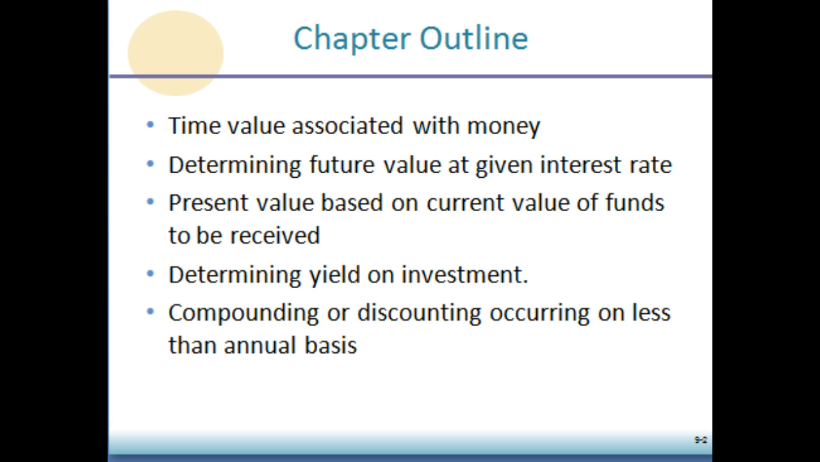The future value is based on the number of periods over which the funds are to be compounded at a given interest rate. The present value is based on the current value of funds to be received. Not only can future value and present value be computed, but other factors such as yield and rate of return can be determined as well, and compounding or discounting may take place on a less than annual basis, such as semi-annually or monthly.